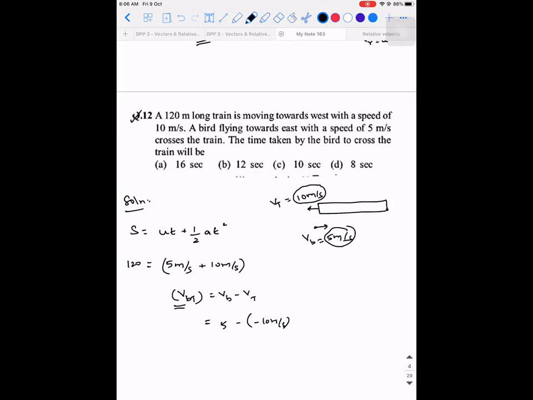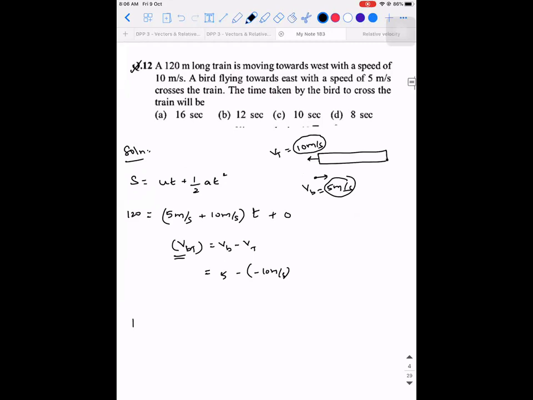Multiplied with the time it takes. Plus acceleration is 0 because nothing is mentioned. They only gave the velocities. So time will be equal to 120 divided by 15. The answer will be 8 seconds. So what I applied here is the equations of relative motion. I can write it like this: the displacement of the bird with respect to the train is equal to the initial velocity of the bird with respect to the train times t, plus half into the acceleration of the bird with respect to the train times t square.